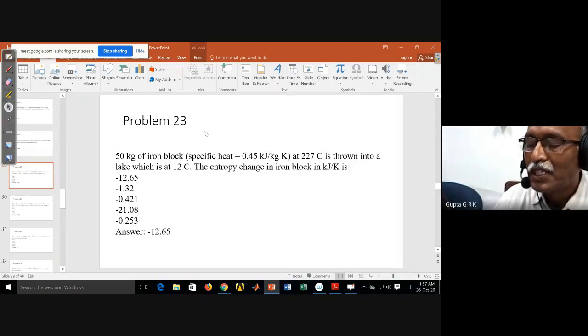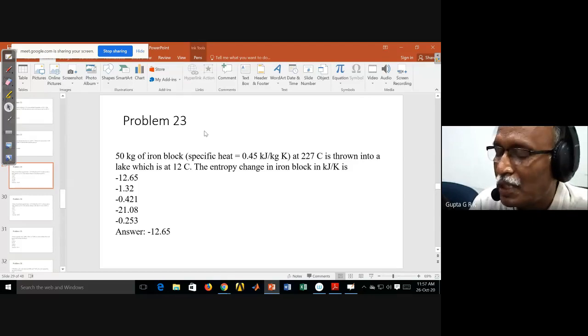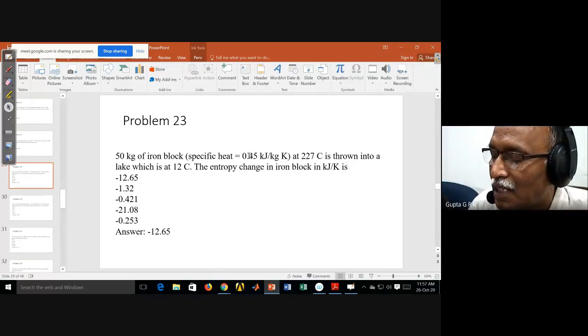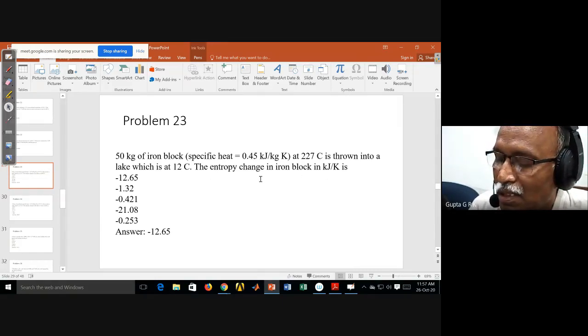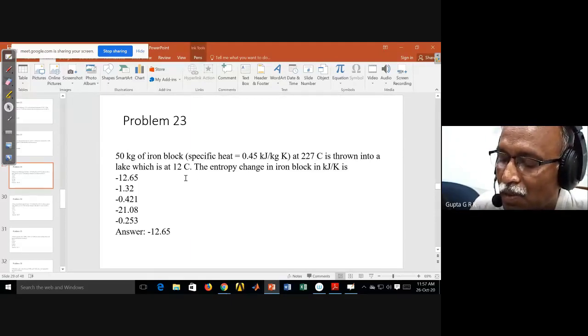And so 50 kg of iron block, whose specific heat is 0.45 kilojoule per kg Kelvin at 227 degrees centigrade, is thrown into a lake which is at 12 degrees centigrade. The entropy change in iron block. So it is just m Cp log T2 by T1. So Cp is there and m is there, m Cp log T2 by T1, both are there. So I can find out what is m Cp log T2 by T1.